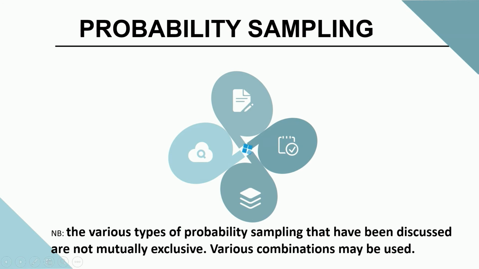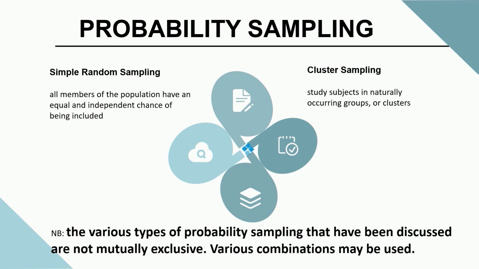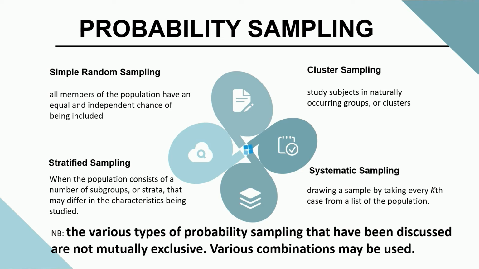These are the 4 types of probability sampling. Be aware that the various types of probability sampling that have been discussed are not mutually exclusive. Various combinations may be used.